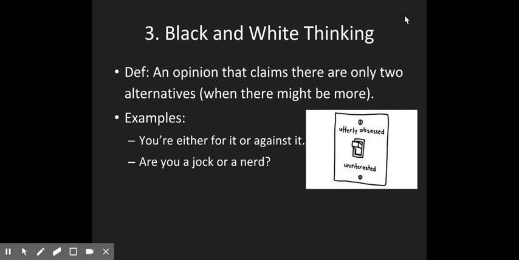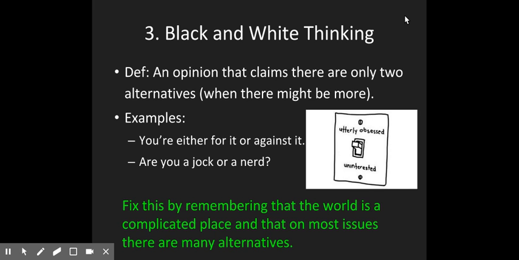So to fix this type of thinking, or to maybe remind others that their thinking is incorrect, is to look at the world as a more complicated place and to bring up those more complicated issues and alternatives into the conversation. If anything is ever presented as black and white, you should be on guard that maybe this is somebody using a logical fallacy and not being accurate.